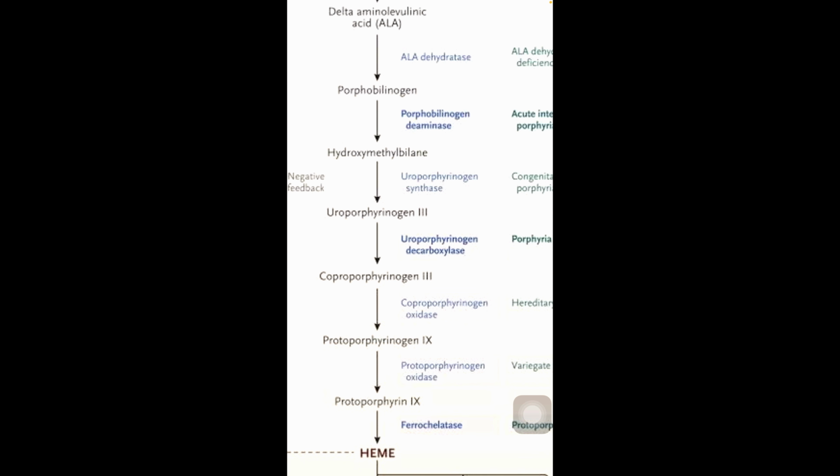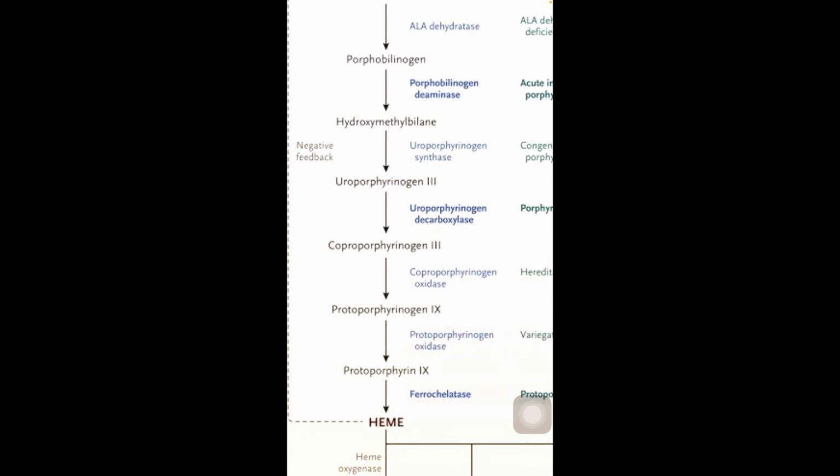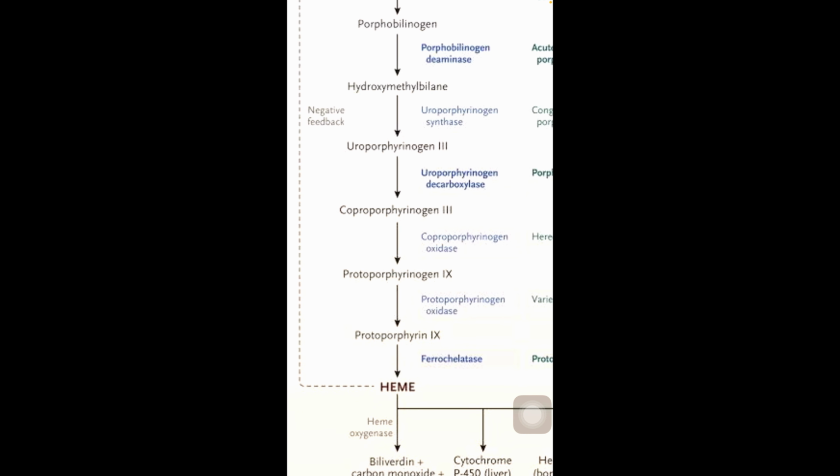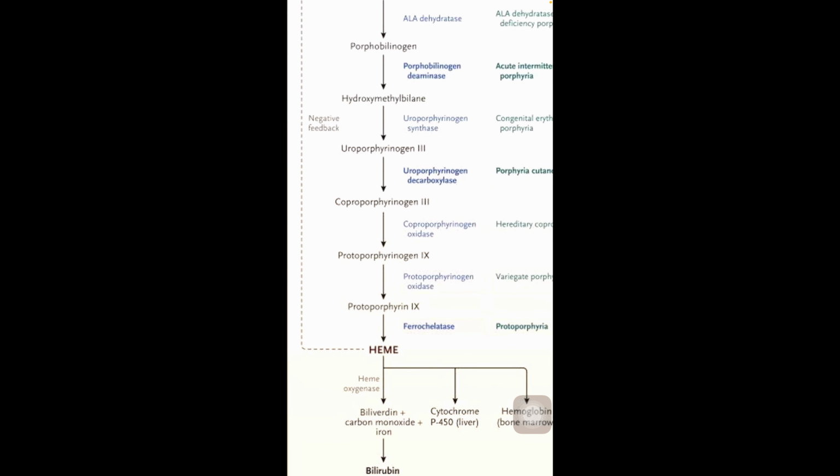And now what do we do? Decarboxylase. From uroporphyrinogen III, we go through uroporphyrinogen decarboxylase to coproporphyrinogen III. Then we have to oxidize, so coproporphyrinogen oxidase is going to give us protoporphyrinogen IX. Then we oxidize again with protoporphyrinogen oxidase to get protoporphyrin IX. And now ferrochelatase to heme.